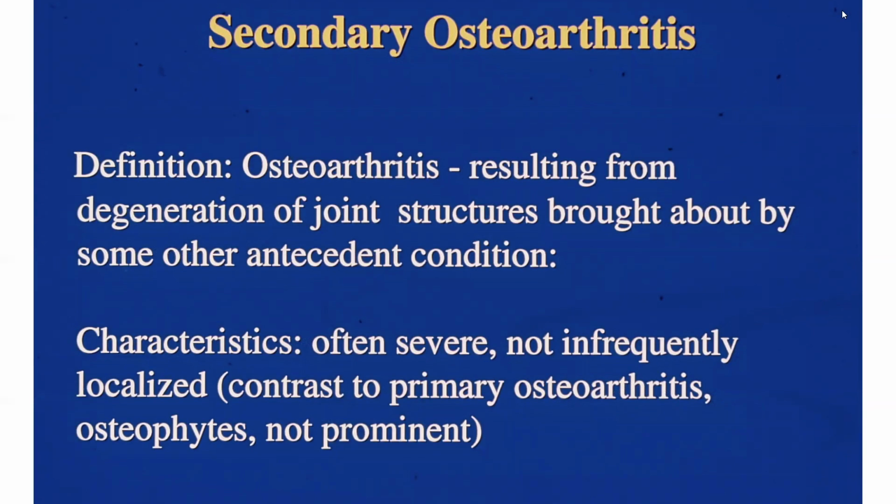Secondary osteoarthritis results from degeneration of joint structures brought about by some other antecedent condition. The characteristics are it's often severe, but not infrequently localized, in contrast to primary osteoarthritis. And the big thing is that osteophytes are not prominent.